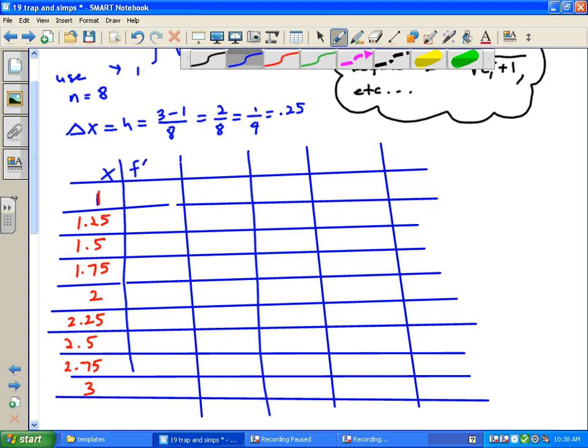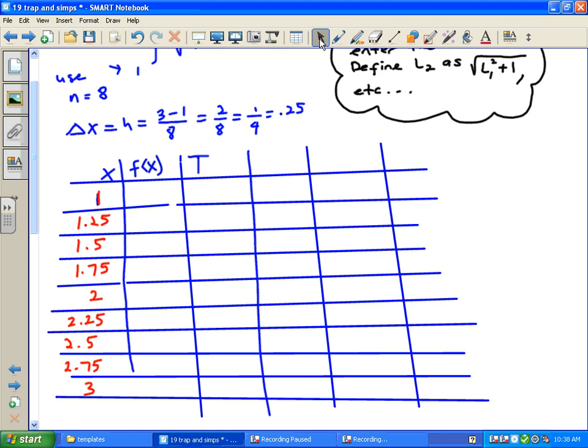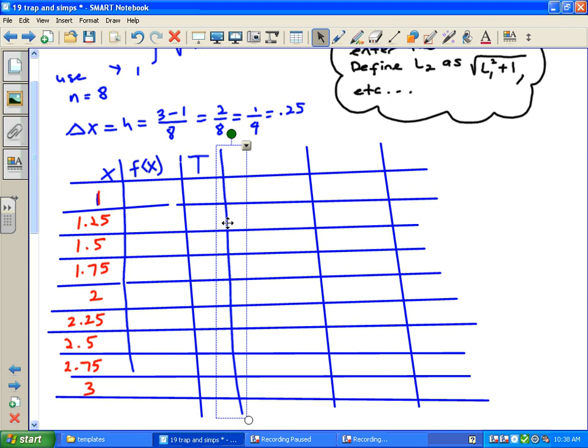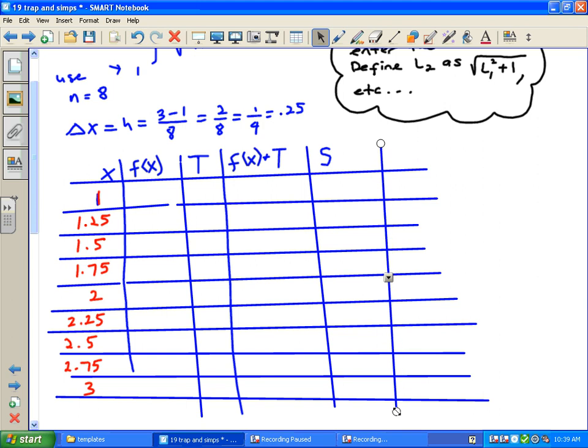Okay, so we're going to need to find f of x, the trapezoid coefficients, then f of x times t. Now this is where the calculator will be very helpful because there is a way to do this on the calculator very efficiently, which I will show you in just a little bit.